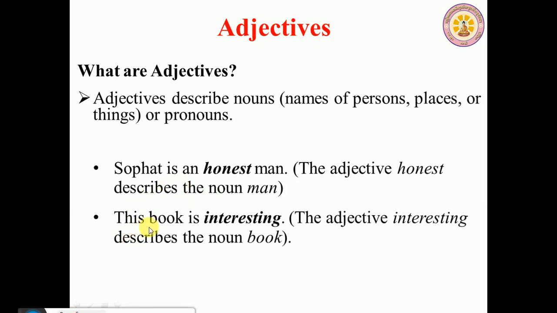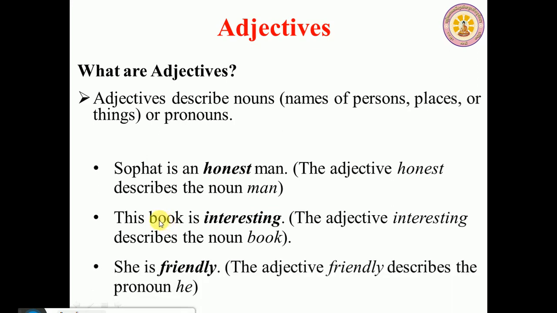Okay, one more example. This book is interesting. So interesting is an adjective. We use it to add more meaning to the noun book. What is interesting? The book. So adjective here adds more meaning to the noun book. It describes the noun book. One more example. She is friendly. The word friendly is an adjective that is used to add more meaning to the pronoun she. What is she like? She is friendly.